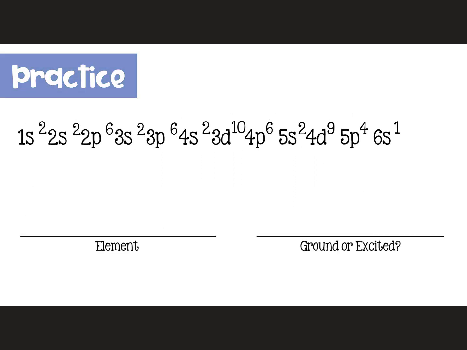Now let's look at 1s2, 2s2, 2p6, 3s2, 3p6, 4s2, 3d10, 4p6, 5s2, 4d9, 5p4, 6s1. We're going to add up all of those electrons: 2, 2, 6, 2, 6, 2, 10, 6, 2, 9, 4, and 1. The total is 52, which corresponds to tellurium.